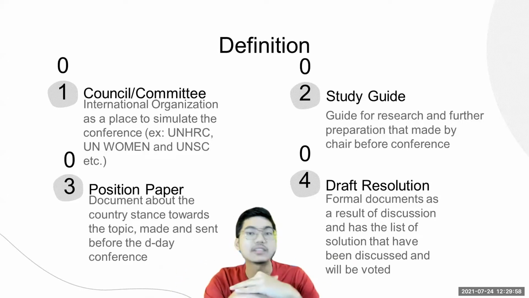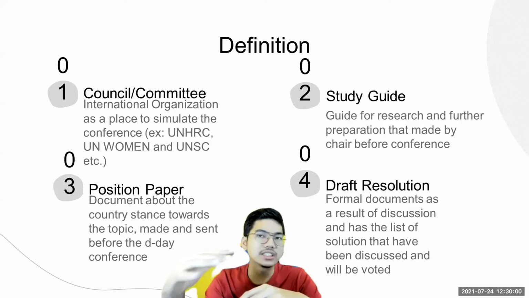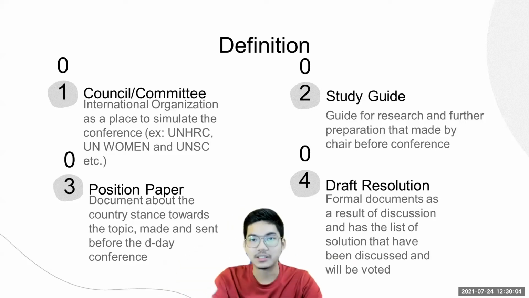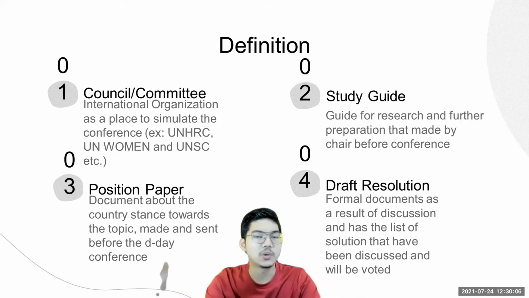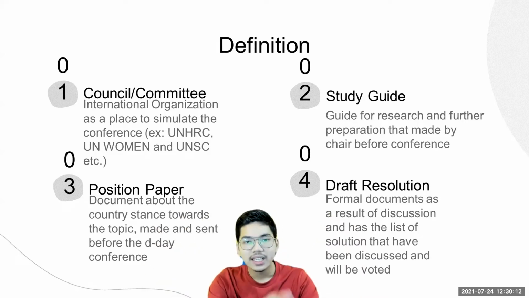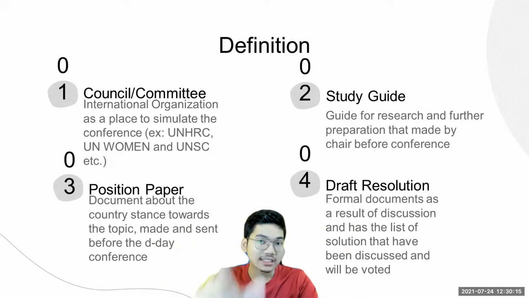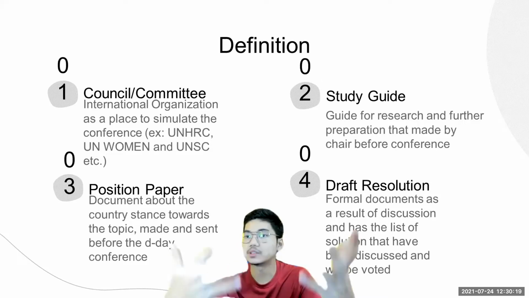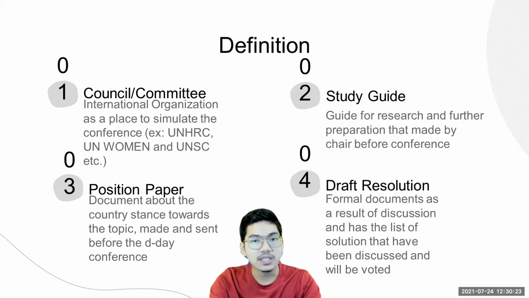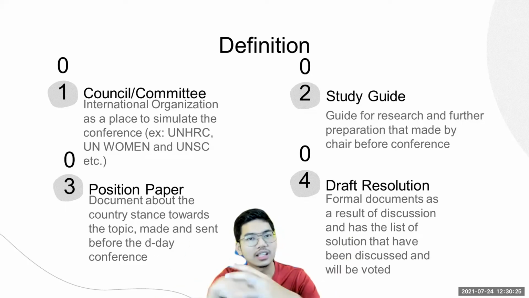Okay, the first one is council or committee. When you are simulating in an MUN, like I said earlier, you're not simulating the whole UN organization. You're only simulating one of the UN's councils or committees. And there are a lot of examples, actually. We have UN Women, you have the UN Security Council, perhaps you have heard of UNICEF, right? UNESCO, UNDP, there are a lot of UN, right?